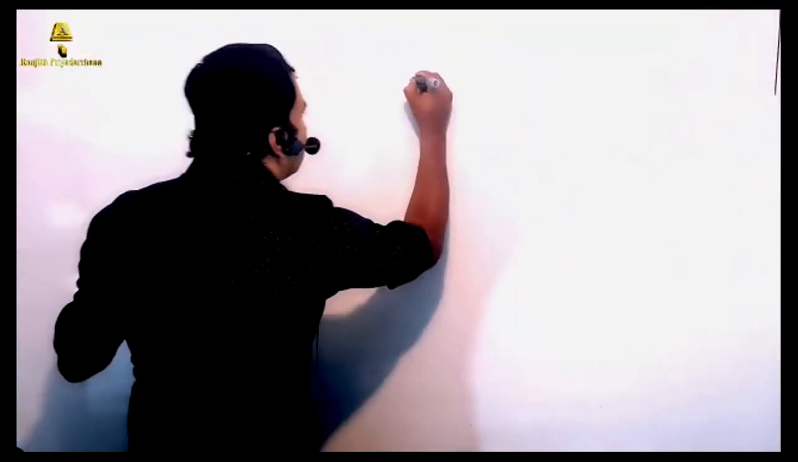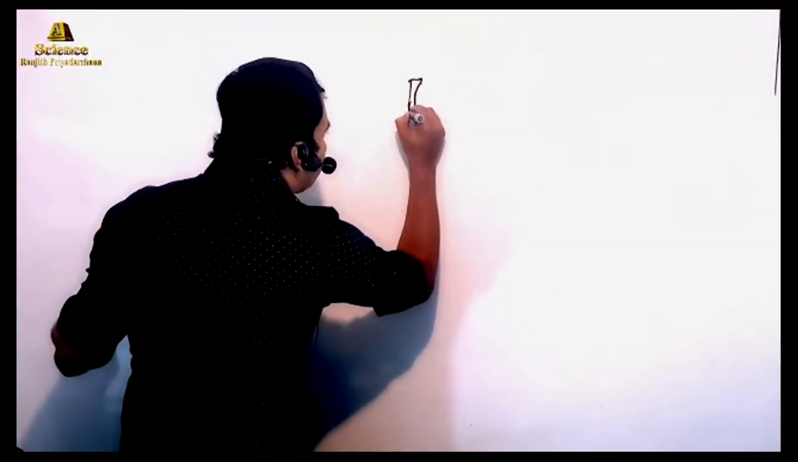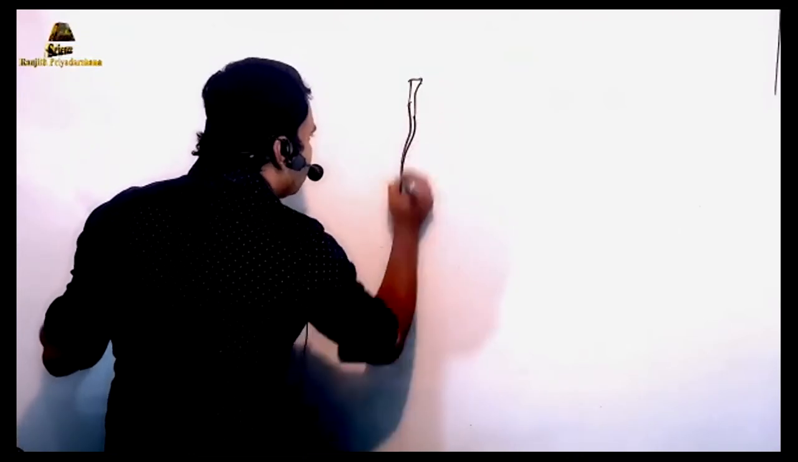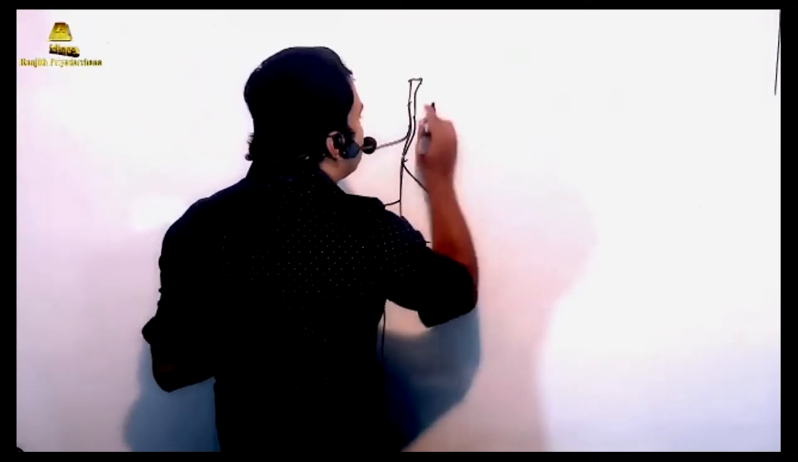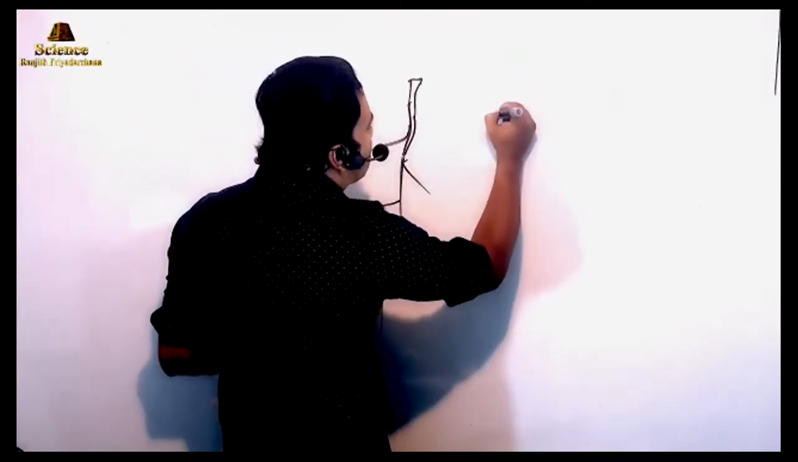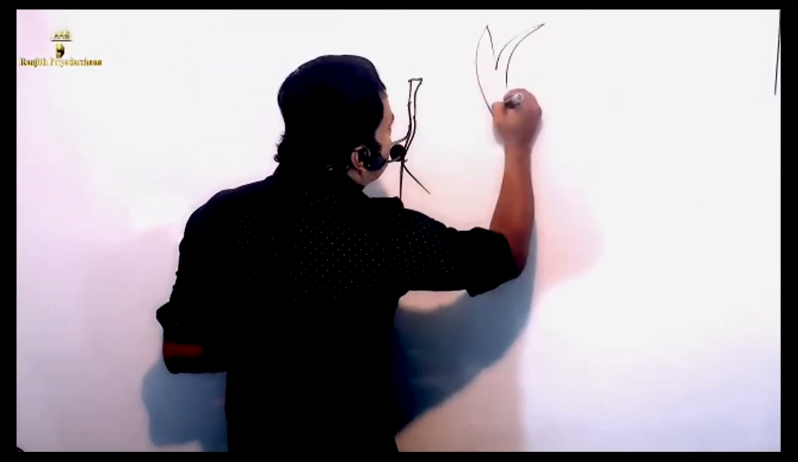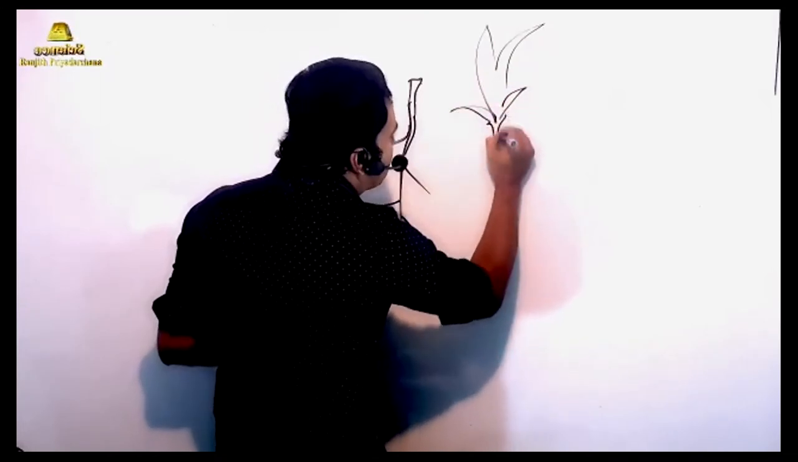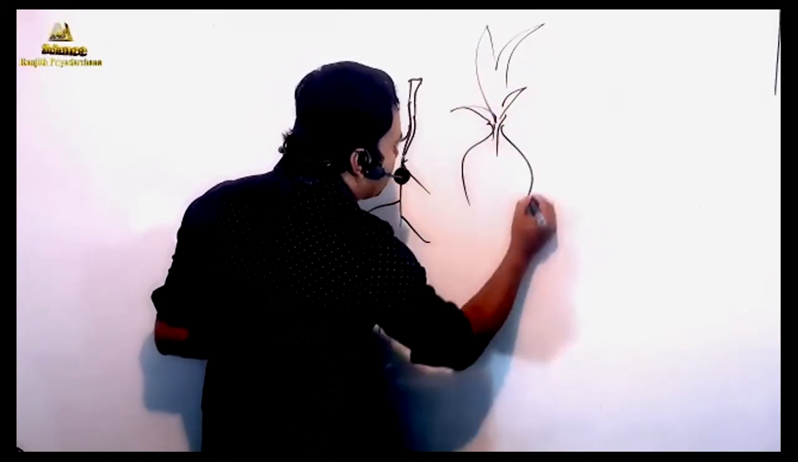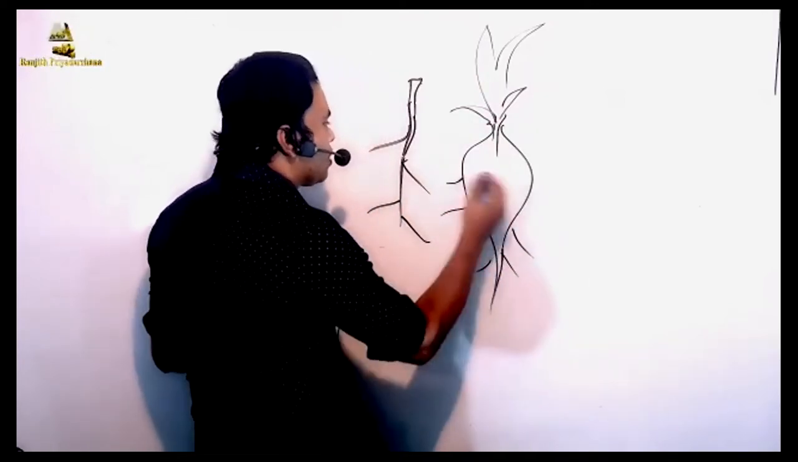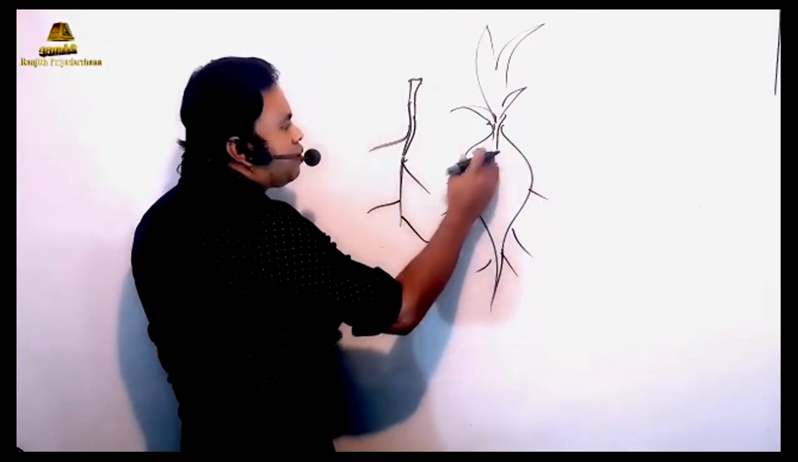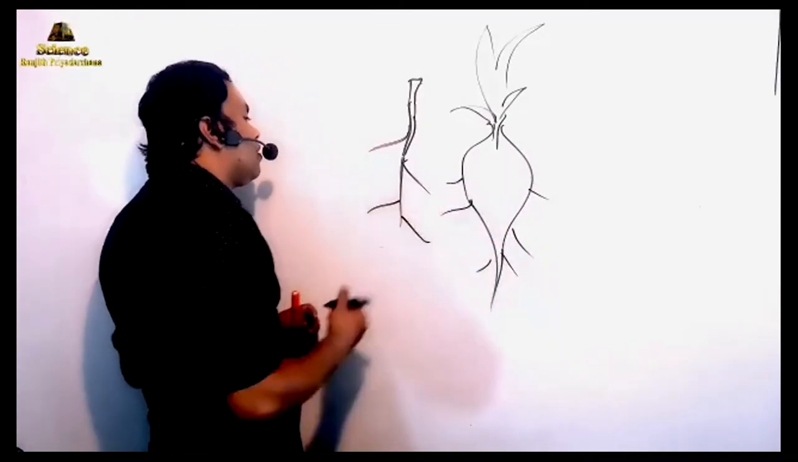There are two types of food storage in roots. One is the type of roots that store foods in their tap roots. So these tap roots store foods. In that case, this is swollen. When the tap root stores food, it becomes thick. It is swollen, and you can see that's a lateral root cell. So this is where that tap root stores foods.